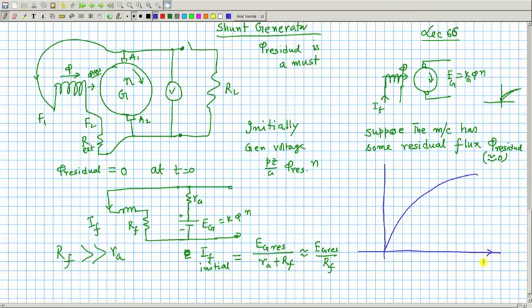This is field current and this is the generated voltage. And now the only thing I will tell you is this, that this machine has some residual field. Then the OCC even with field current 0 will not start from 0, because it will have a little voltage induced because of this residual field, and let that residual voltage be this much.